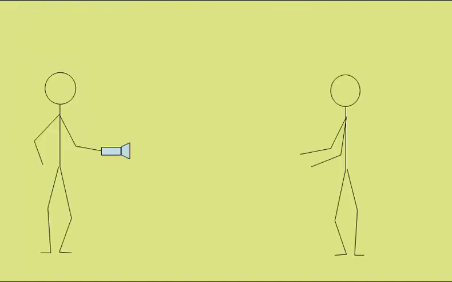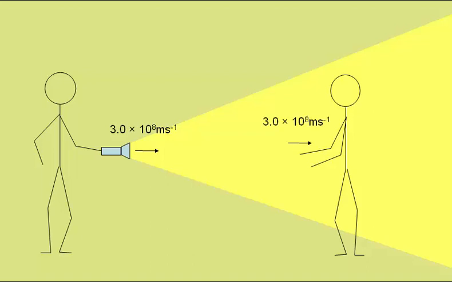So here are our two stationary people again, and the person on the left shines light towards the person on the right. The person on the left, if they were able to measure the speed of light leaving them, would find it was going at 3 times 10 to the 8 meters per second, and the person on the right would find it approaches at 3 times 10 to the 8 meters per second. No great problem there.